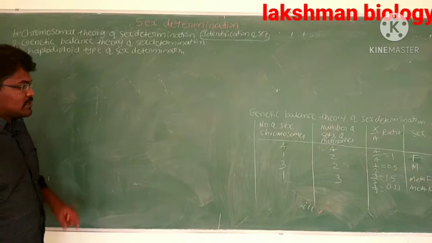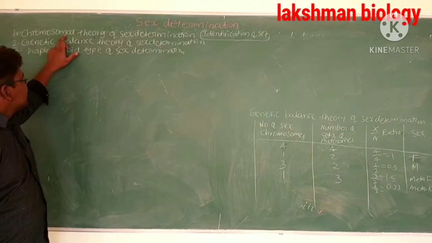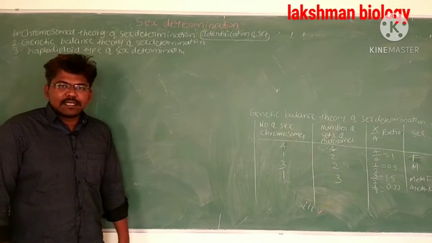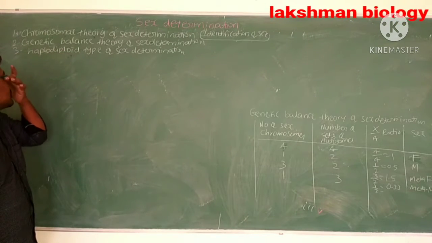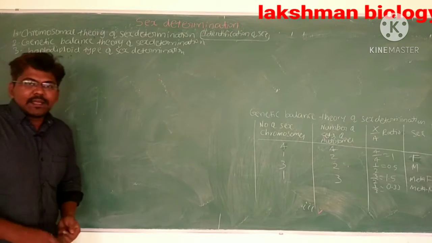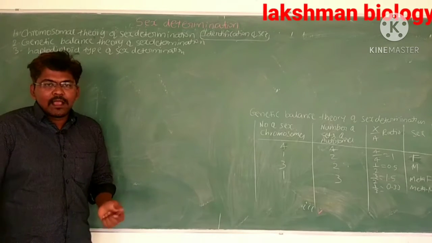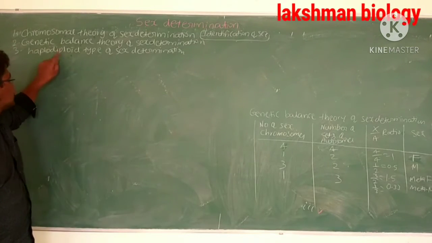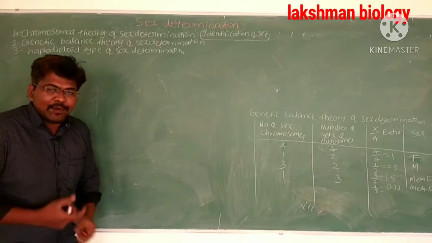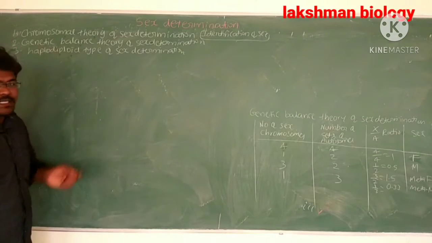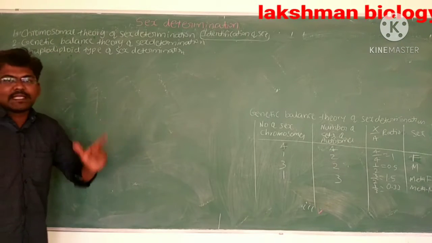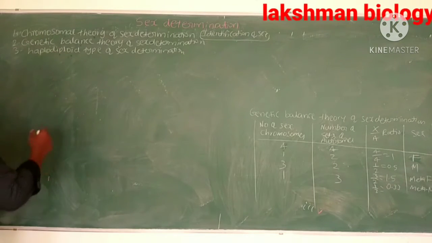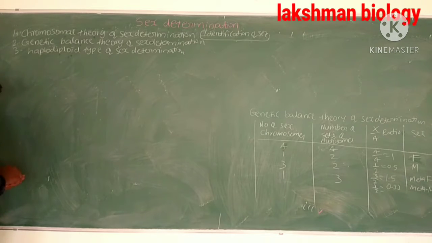Okay, one by one we have to discuss. First, we discuss the chromosomal theory of sex determination. After its completion, we see the genetic balance theory of sex determination. After the completion of the genetic balance theory, we should discuss the haplodiploid type of sex determination. First, we will start with the chromosomal theory of sex determination.